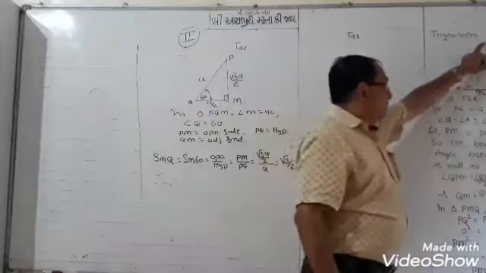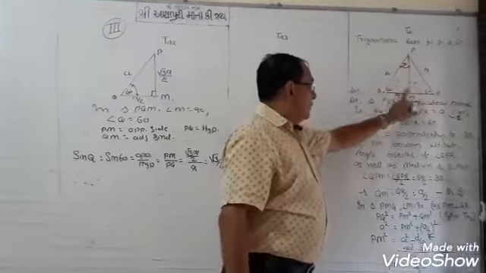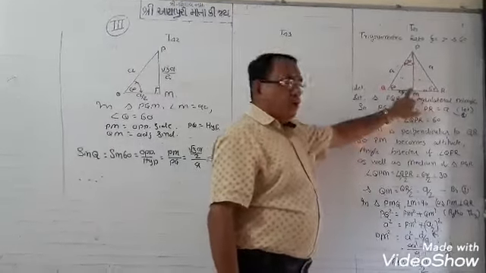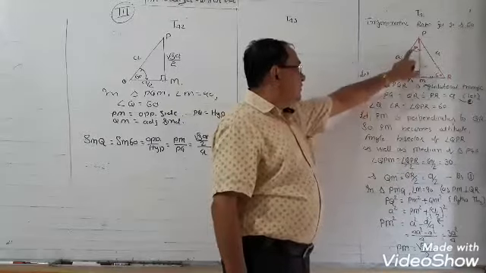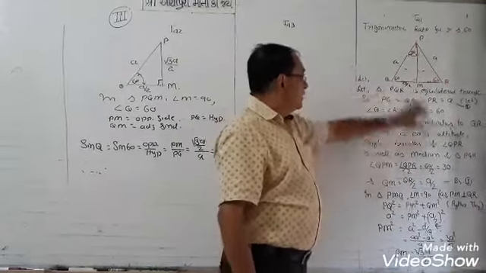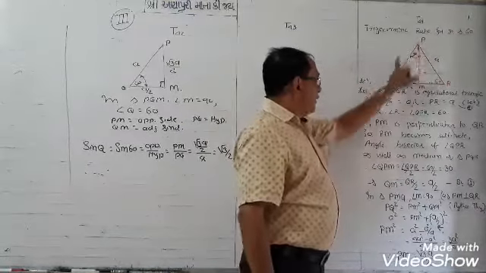Now triangle PQM. PM is perpendicular to QR. M is equal to 90, Q is 60, that one is 30. I have shown you here. So I have crossed this one, PQM.